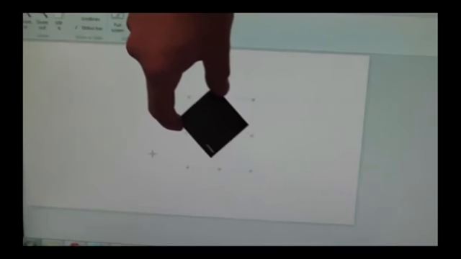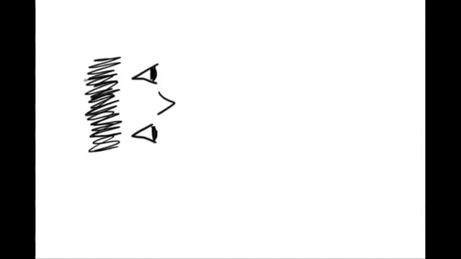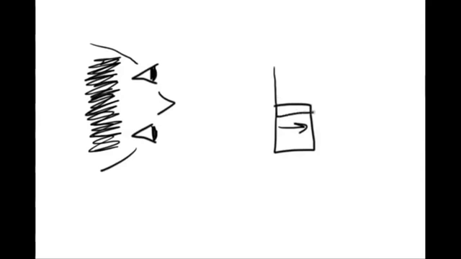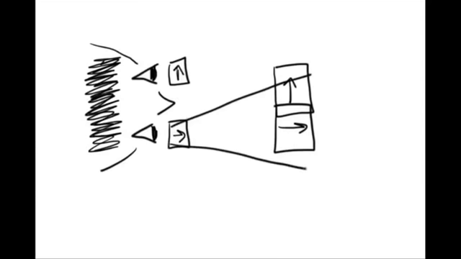A 3D movie made using linear polarization projects two images onto the movie screen, one horizontally polarized and one vertically polarized. Each lens in your 3D glasses has a differently oriented polarizer. So, for example, your right eye only sees the horizontally polarized image, and your left eye only sees the vertically polarized image. There's still a problem with these kinds of glasses, though.